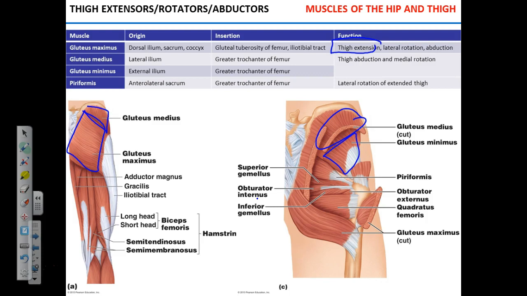Okay? They all originate at the ilium and insert into the greater trochanter of the femur. So when you pull on them, they do this. Does that make sense? They do this. Medius and minimus are abductors. Maximus is extensor.